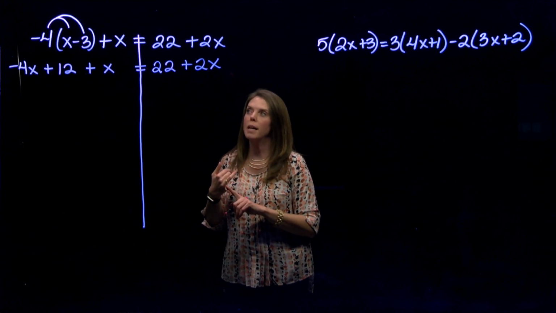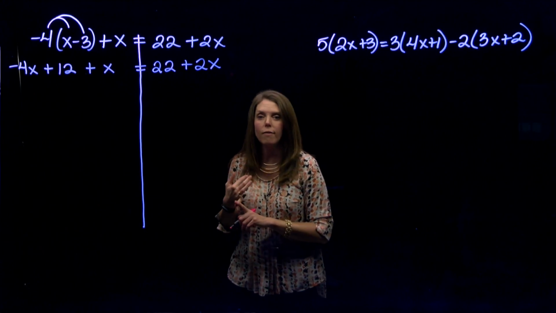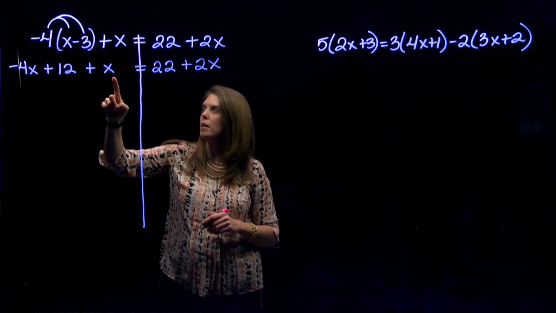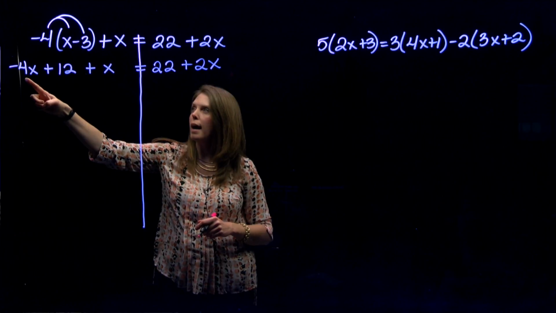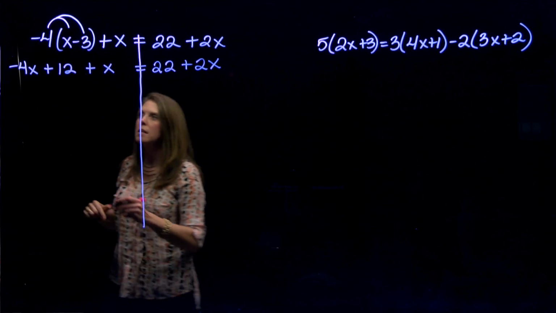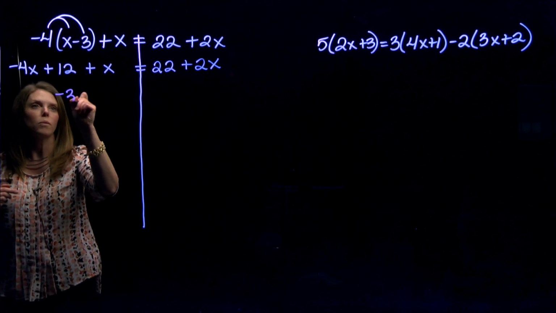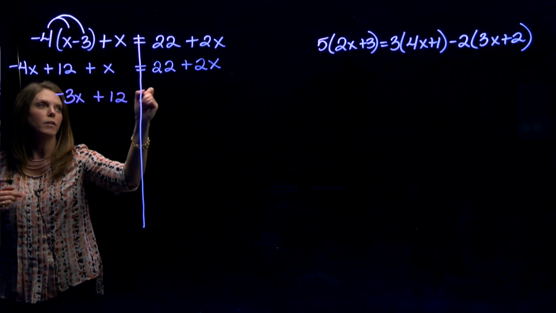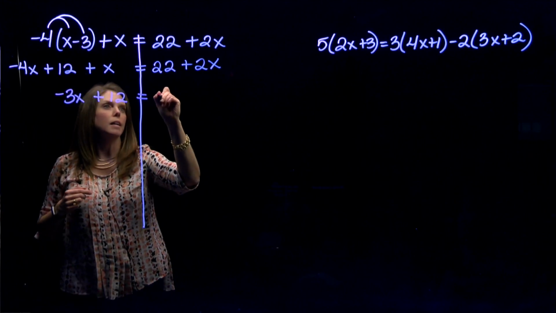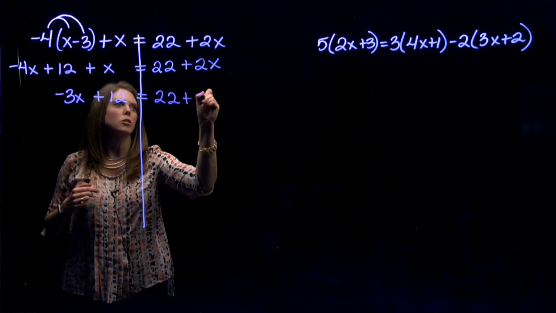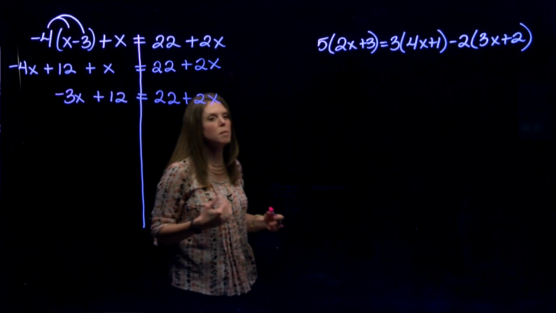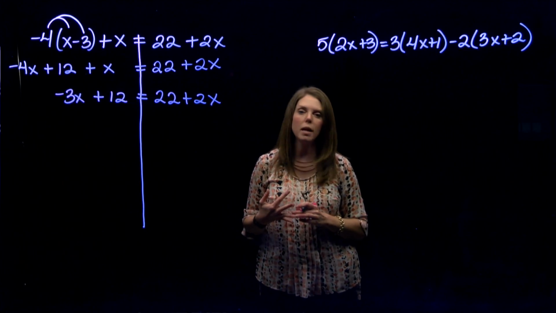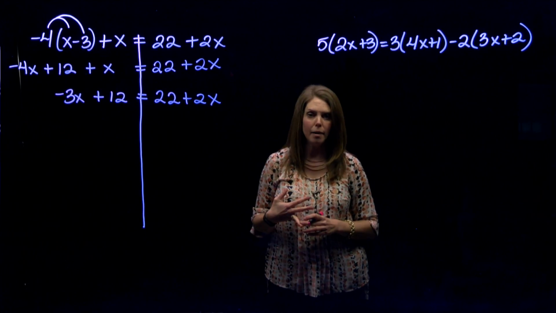So I have distributed, and now I need to look to each side to see if I can combine like terms. I do have like terms that I can combine here on the left side. -4x plus a +x gives me a -3x. I'm going to bring down the +12. I haven't worked with that yet. And that equals 22 plus 2x. Again, no simplifying to do on the right side of that equation. There was no distributing and there's no like terms that I can combine.